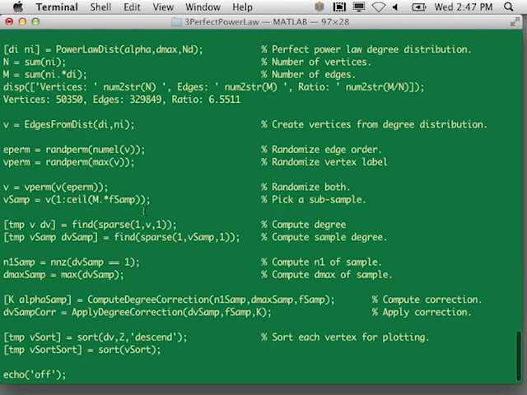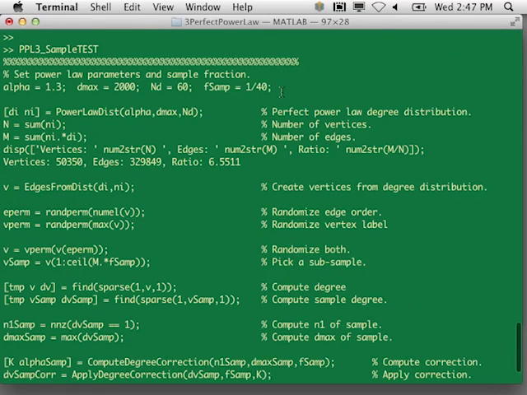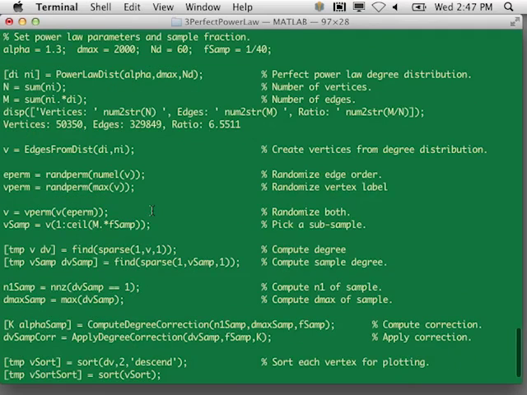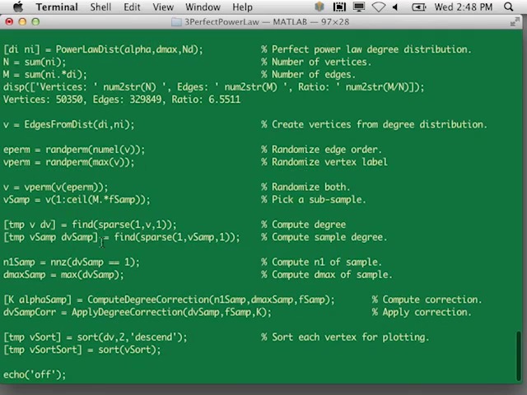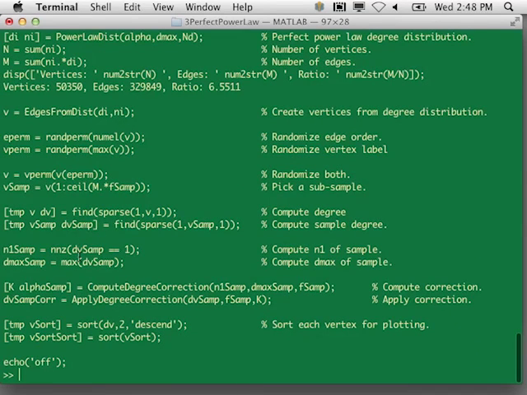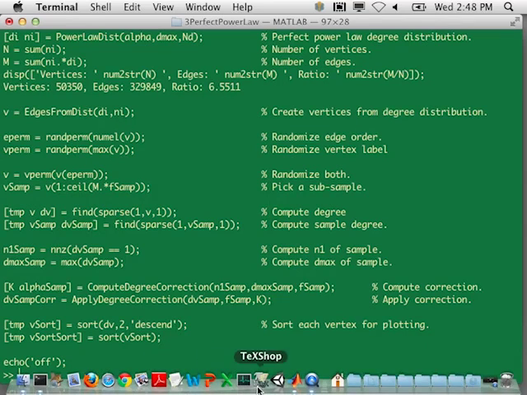Now we're going to randomly pick just a subsample of these. And what does fsamp set it? It's 1/40th. So I'm just going to take 1/40th of all the vertices. Okay? Now I'm going to compute that degree, and I'm going to basically subsample all of these. And later what you'll see, so let's just take a look at that.